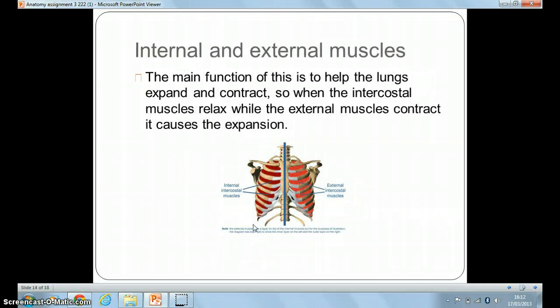Internal and external muscles. The main function of this is to help the lungs expand and contract. So when the intercostal muscles relax while the external muscles contract, it causes the expansion.